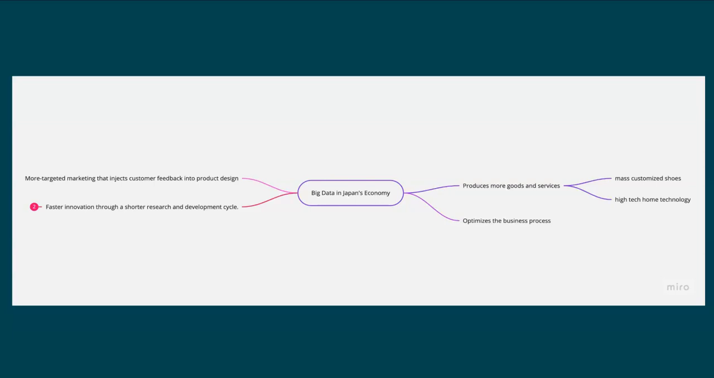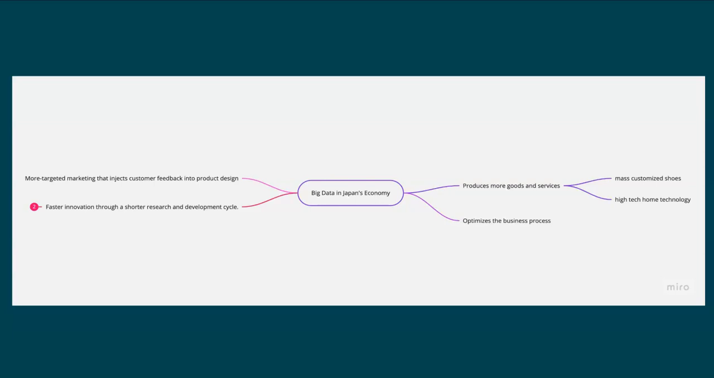It's found that companies that adopt data-driven decisions achieve about 5 to 6% higher productivity and output growth than their peers. Even after controlling for other investments in the use of information technology, similar differences were found in asset utilization, return on equity, and market value. It also helps to target more marketing that injects customer feedback into the product design.